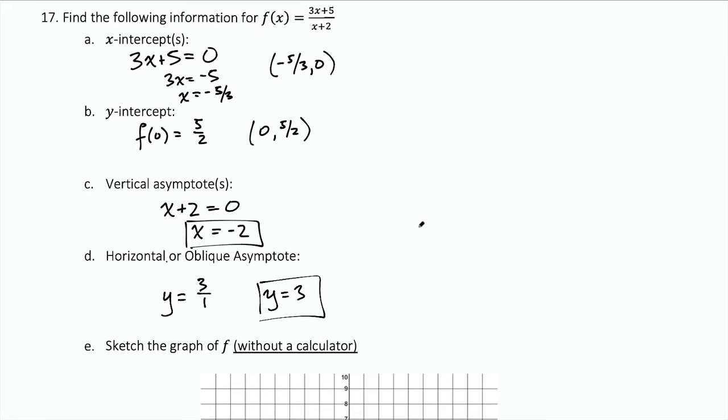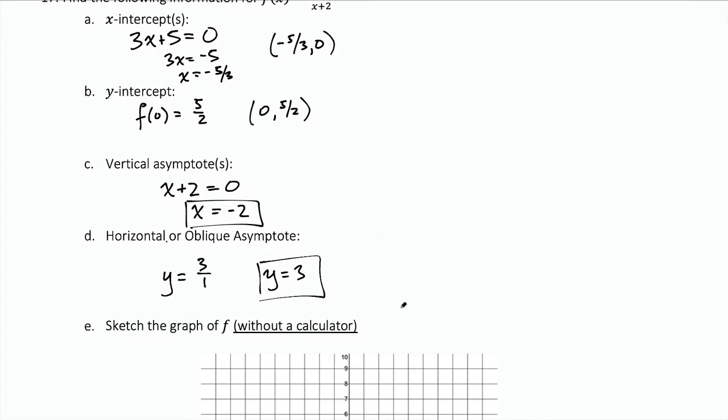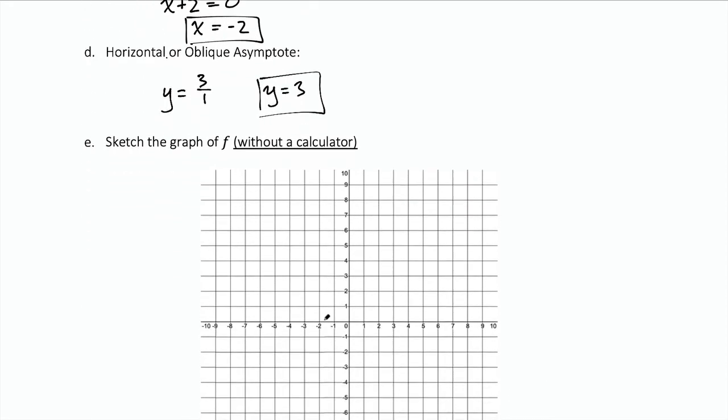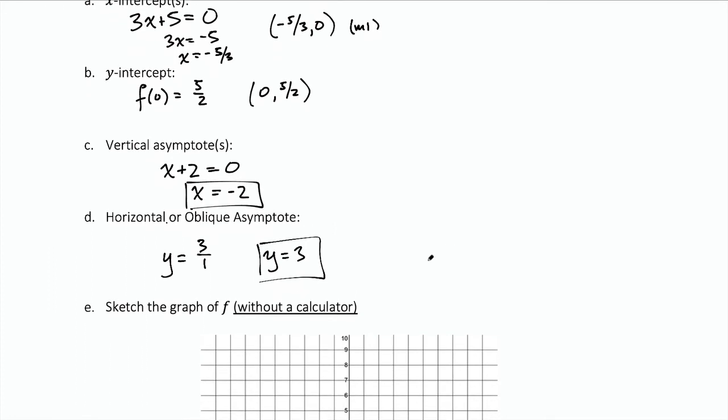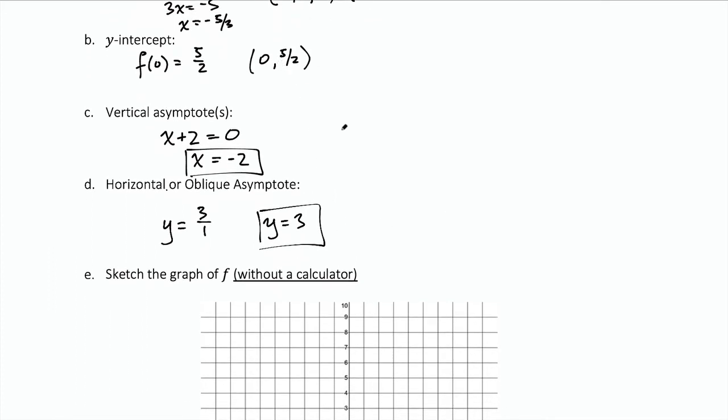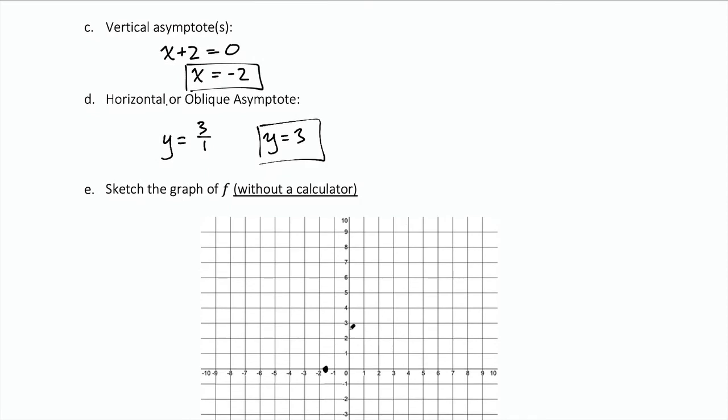Okay, now we're ready to sketch the graph. We've got our x-intercept at negative 5/3, which is right around there. That does have a multiplicity of 1, which will help us when we're actually graphing it at that point. The y-intercept is at 0, 5/2, and that's right there.